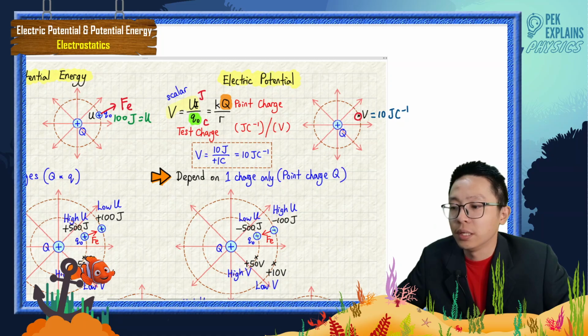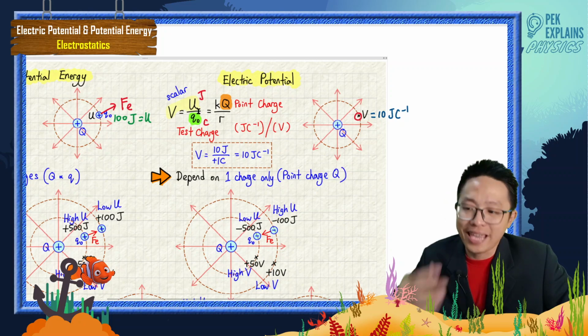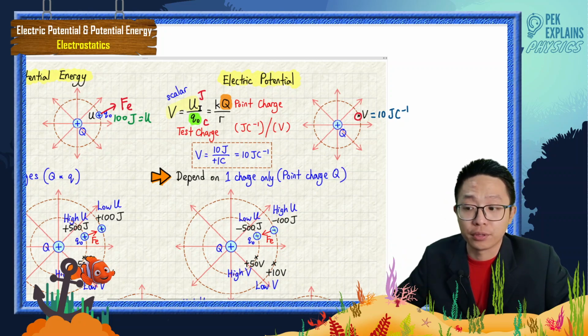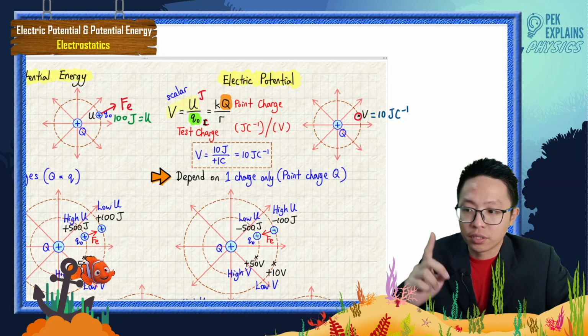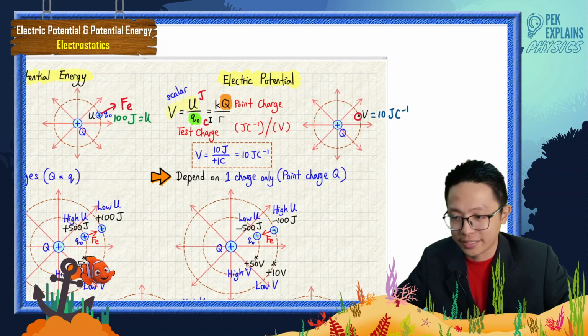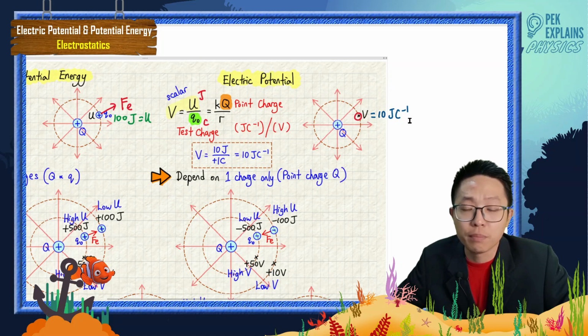It is also the electric potential energy for positive 1 coulomb of charge. Understand? Potential is actually the same as electric potential energy. Electric potential is actually electric potential energy, but for only positive 1 coulomb. Understand that? That means if this point has a potential of 10 joule per coulomb.